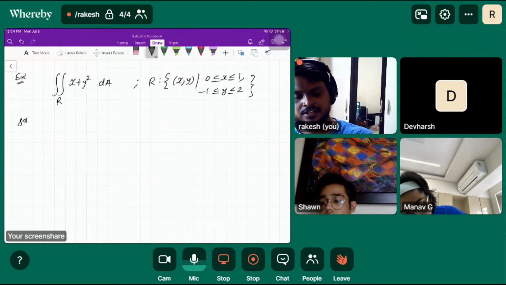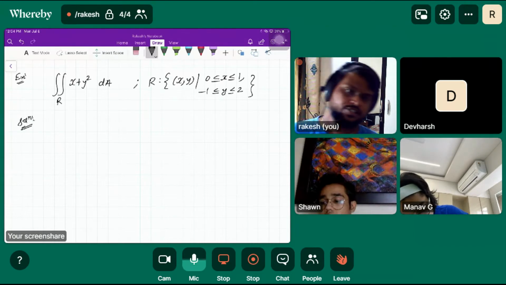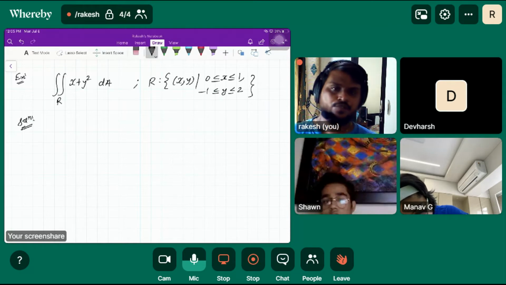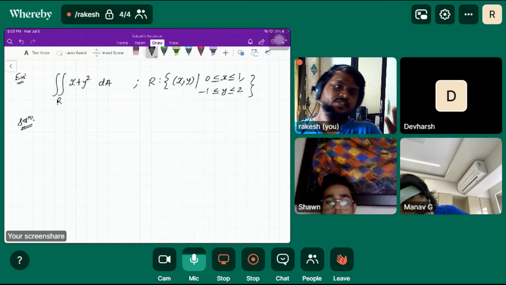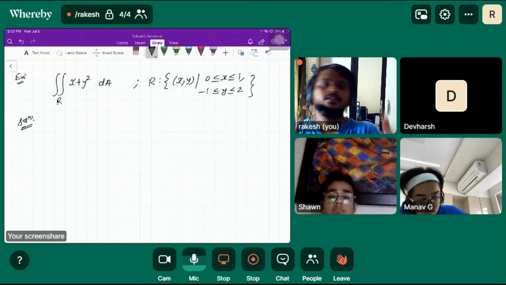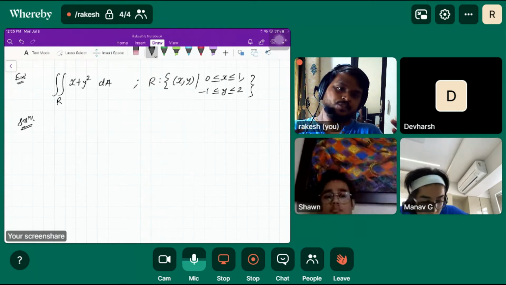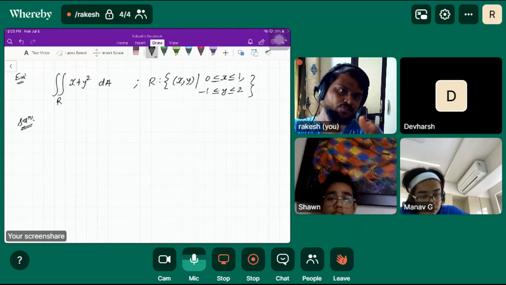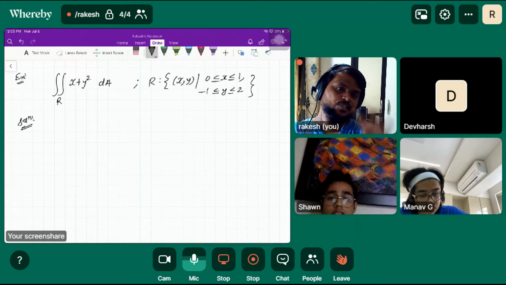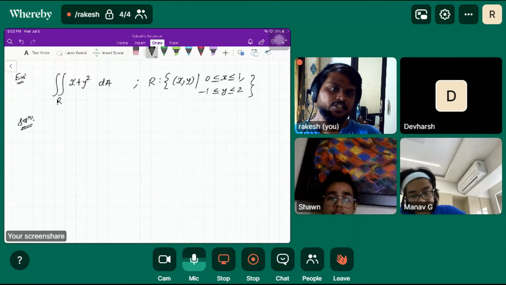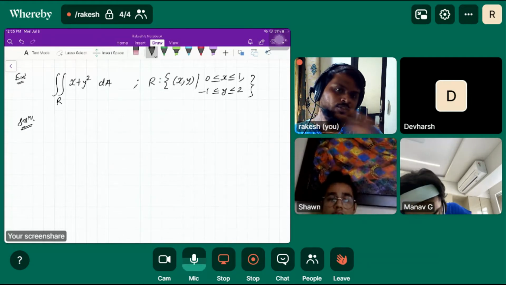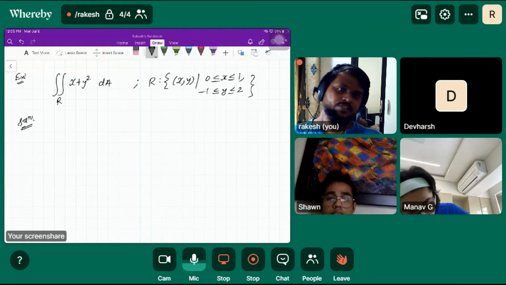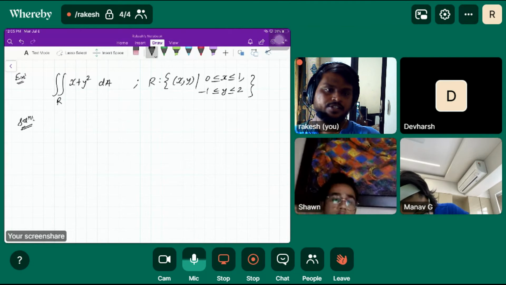Sometimes you will get the proper question with the limit itself. It is easy to handle because we know that we are going to integrate with respect to x, apply the limit, integrate with respect to y, apply the limit, right? But suppose we get such a question where the expression is not clear, meaning the limit is not mentioned properly. I wrote dA instead of dx dy, so you'll have to work on it.